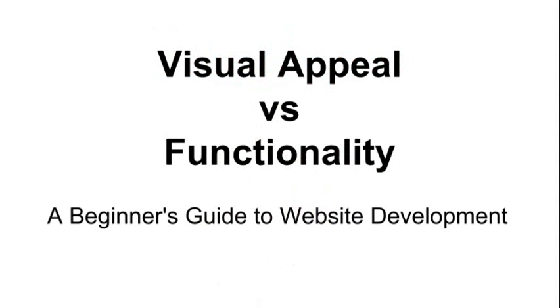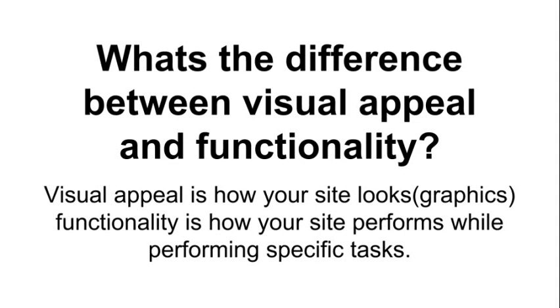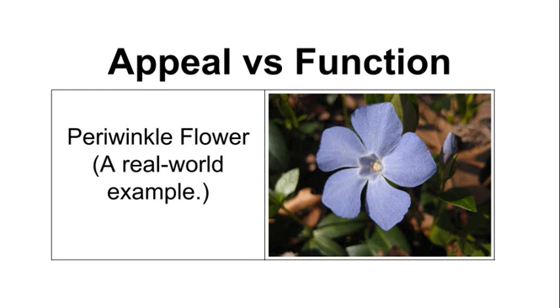Visual appeal versus functionality, a beginner's guide to website development. So what is the difference between visual appeal and functionality? Quite simply stated, visual appeal is how your site looks, its graphics. Functionality is how your site performs while performing specific tasks. Let's explore this topic by using a real-world example.